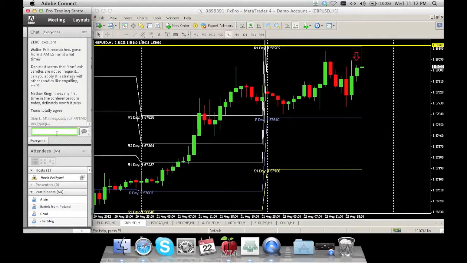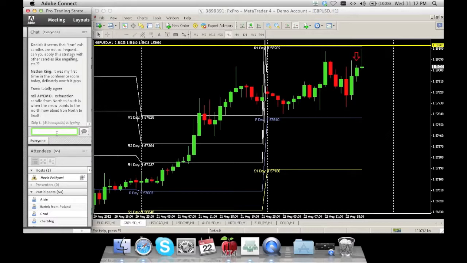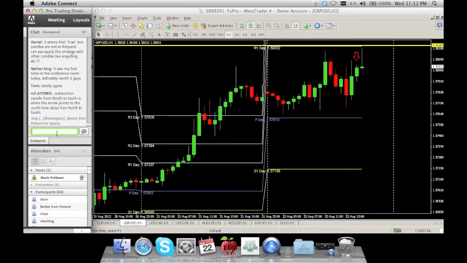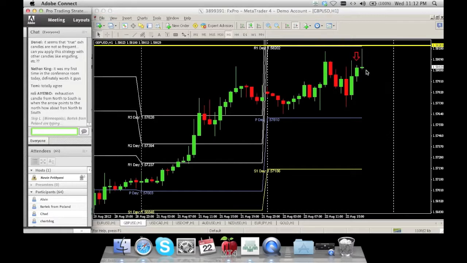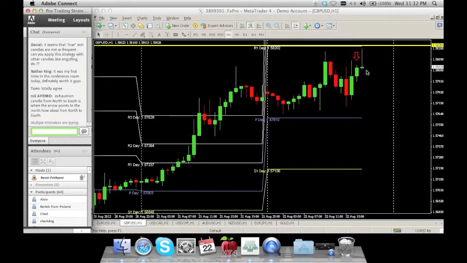Daniel, it seems that true exhaustion candles are not so frequent. Yes, they are. In fact, take a look at Pound. Pound just might become an exhaustion candle. This current trade right here, we went long, we made money from it. There's a chance for us to make money on a short now. Let's wait and see what happens.